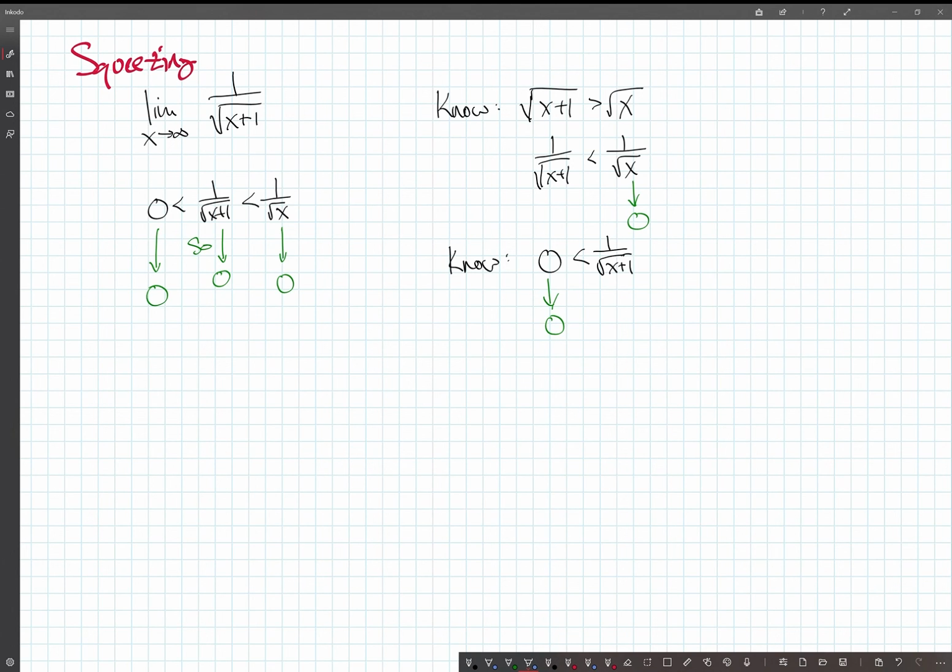This idea is sometimes called squeezing, sometimes called sandwiching. My favorite name for this, though, is two policemen and a drunk. So these two are the policemen. And you imagine, drunk people don't walk straight, right? We can't really predict their behavior. But as long as you've got a policeman on both sides of the drunk, and the policemen are both walking to the station, well, the drunk is going to have to go to the station too, no matter how unpredictable the drunk's behavior.